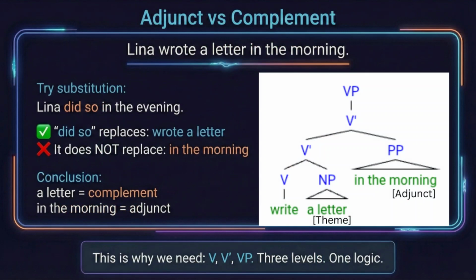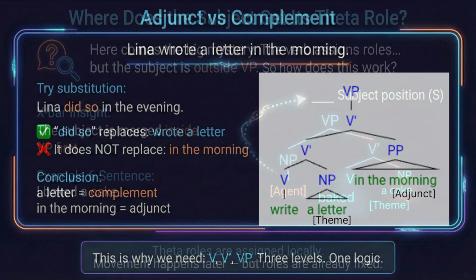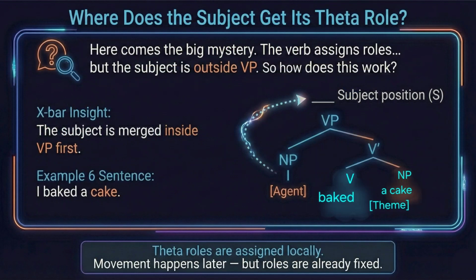This is the tree diagram structure of VP. This is why we need V, V bar, V double bar, which is VP. 3 levels, 1 logic. Where does the subject get its theta role? Here comes the big mystery. The verb assigns roles, but the subject is outside VP. So how does this work?